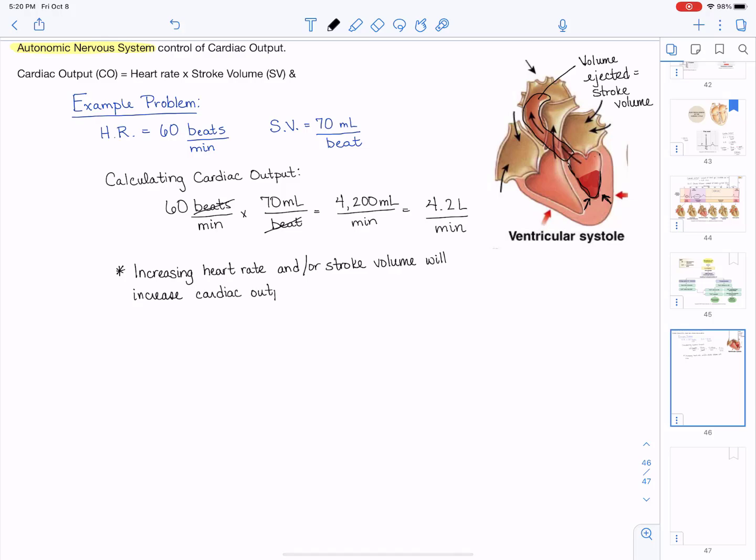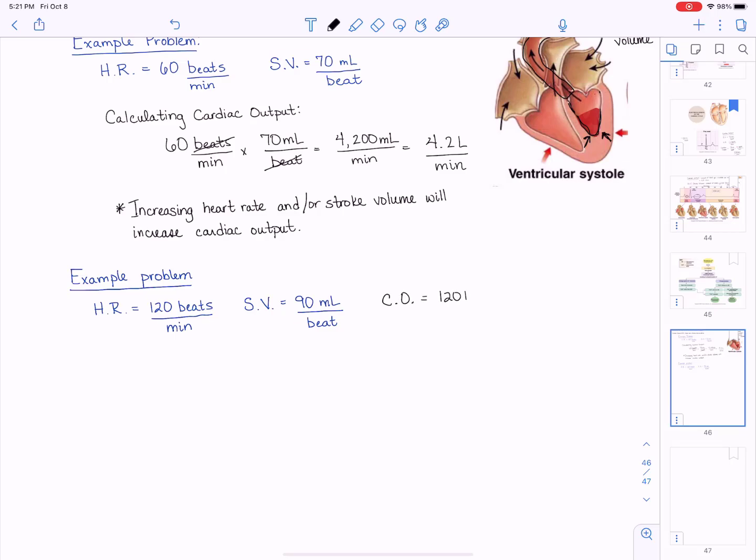Let's take a look at an example. In this example, I'm going to increase both the heart rate and the stroke volume, and we'll see that the cardiac output also increases. Now, just as a reminder, cardiac output is a measurement of how much blood circulates around the body per minute. By increasing the cardiac output, you increase the amount of oxygen and nutrients delivered to cells. So if we increase our heart rate and/or stroke volume, we increase cardiac output. And the sympathetic nervous system is capable of doing both of these things.